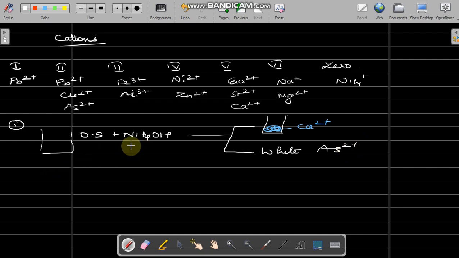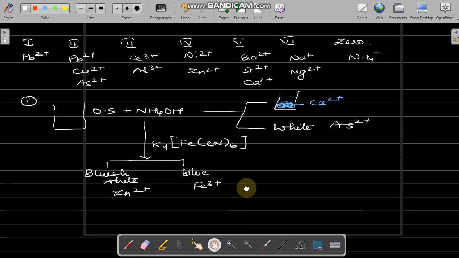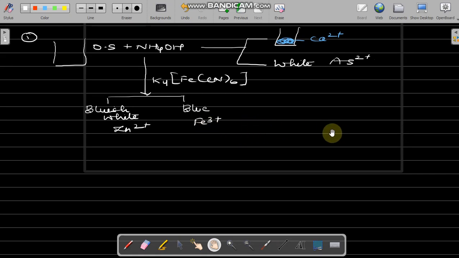Okay, then in this solution only, if you add K4Fe(CN)6, that is your potassium ferrocyanide, then if bluish white coloration comes, then presence of Zn2+, and if a blue color comes, then Fe3+. It means they are confirmed cations.